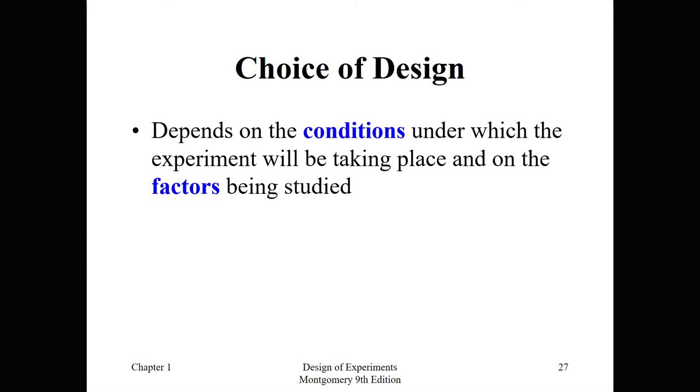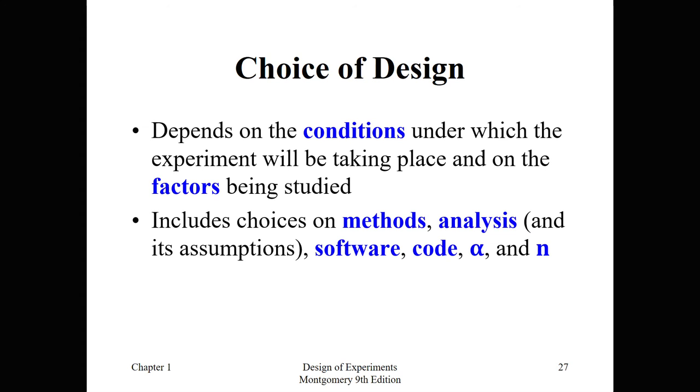And again, this component's largely what this course is about. So it includes the methods, but it also includes the analysis. It includes the software. It includes the code that you're going to write and what program you're going to write it in, what package you're going to use. So the software might be R. What package are you going to use in R? It includes your nominal type 1 error rate, and it includes your sample size. So all of this is encompassed within this choice of design.